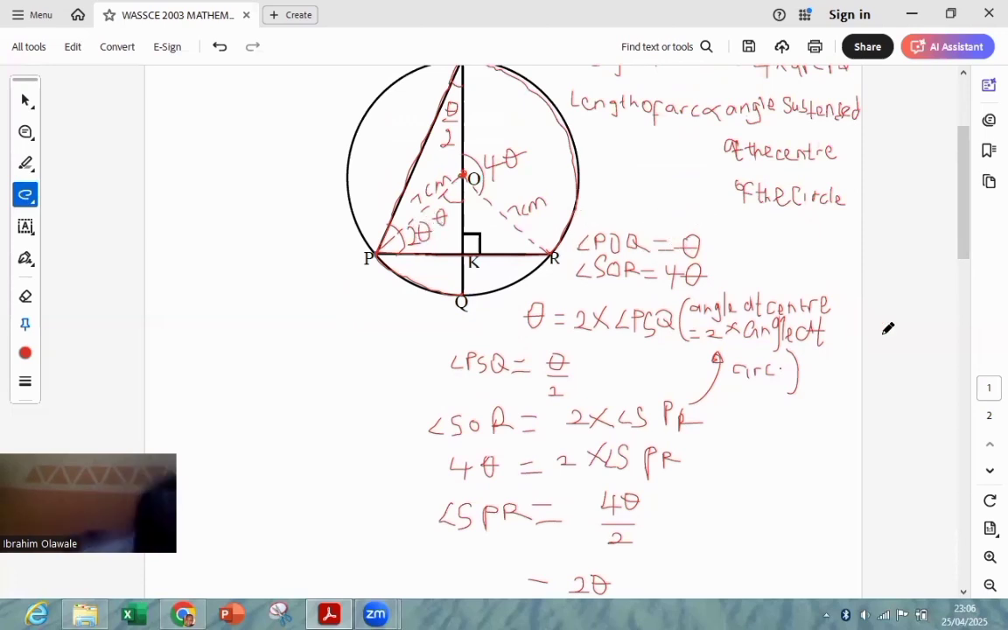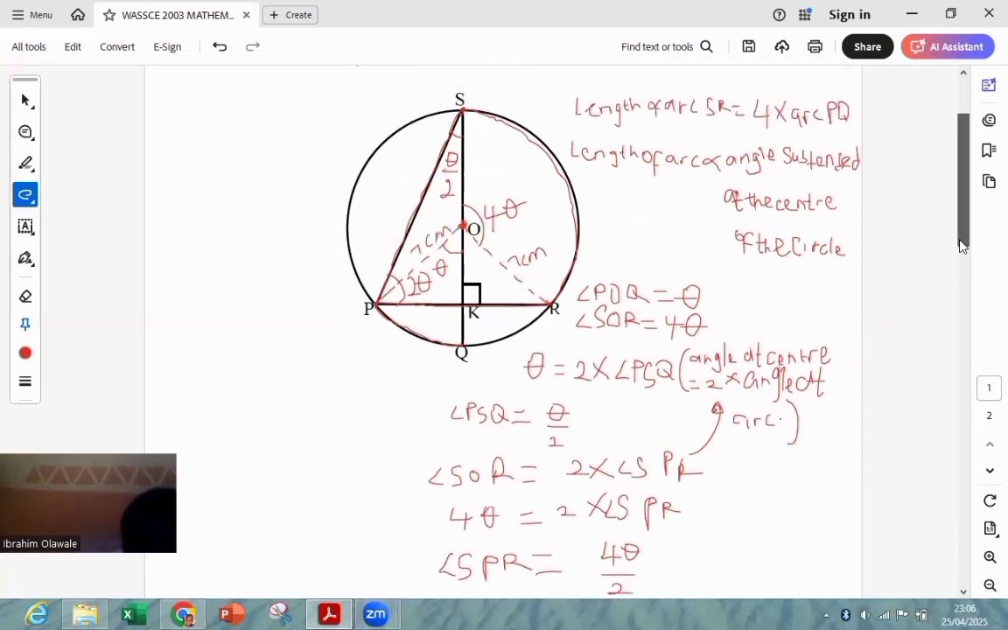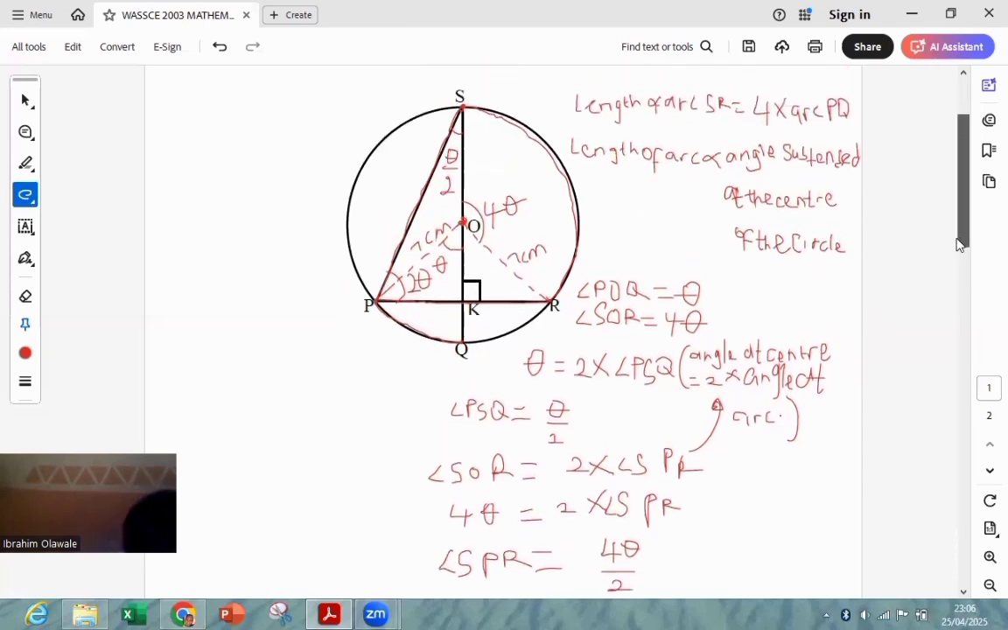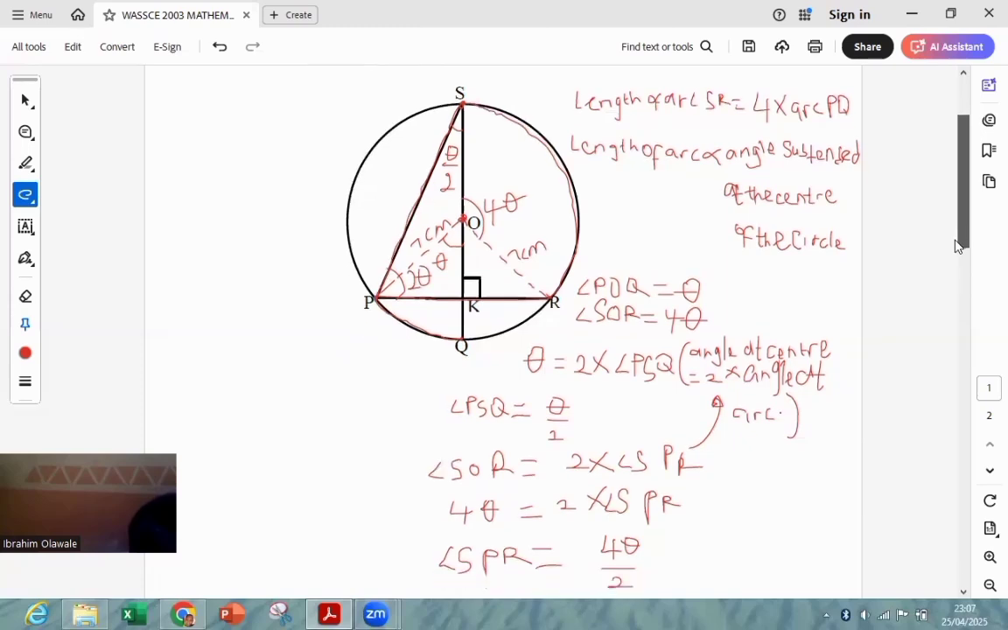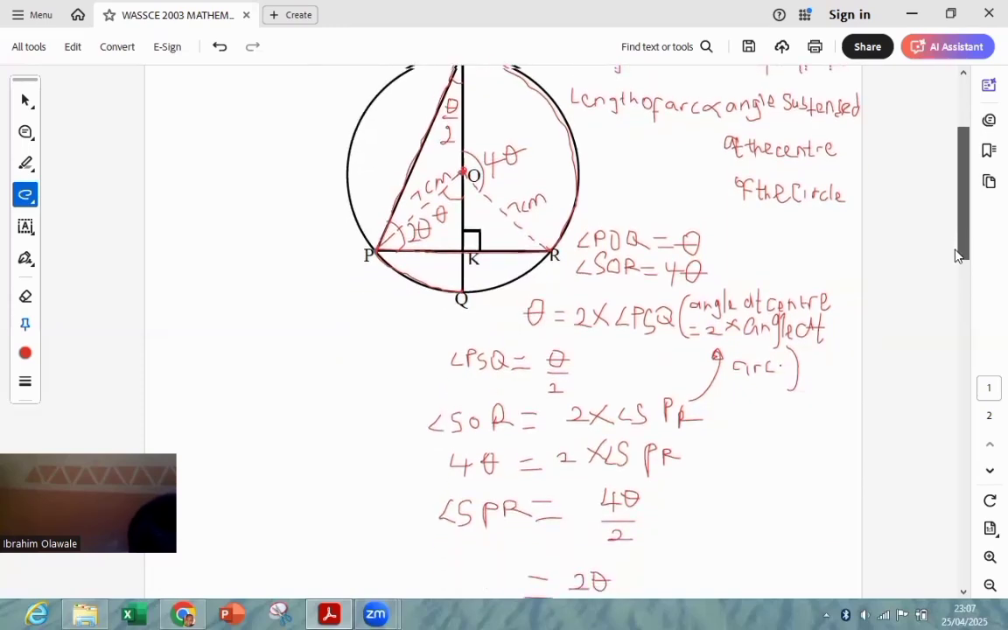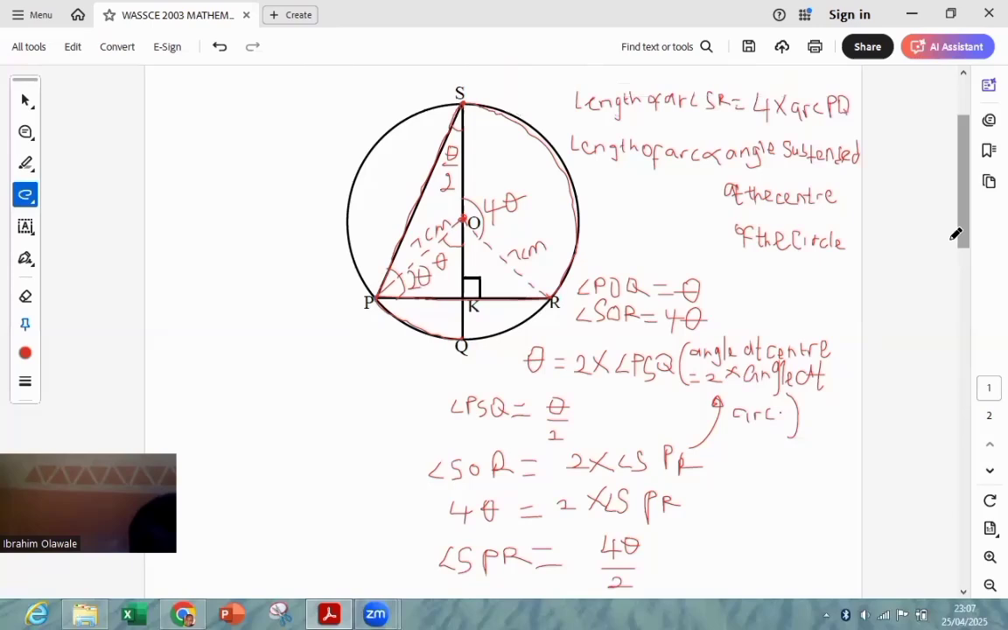Okay? Now, the next thing we want to do, actually, we are finding the value of what theta will be. That is our main objective. So in order to find what theta will be, let us consider the right angle triangle SPK. Because if this is 90 degree, here should be 90 degree. We should know that by virtue of angle on a straight line. So let's consider right angle triangle SPK.